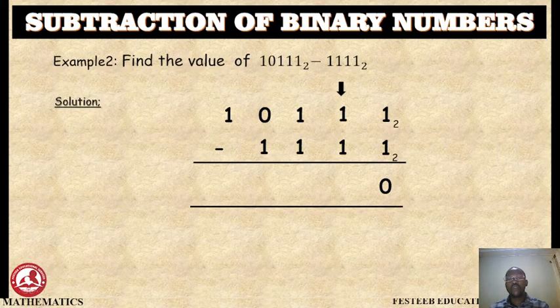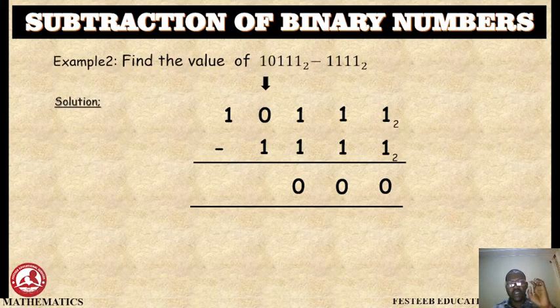Also there we have 1 minus 1, which is 0 also. So we move to the next column. We have 1 minus 1 also. That is 0. So we move to the next column. So when we get to this column now, we have 0 minus 1.